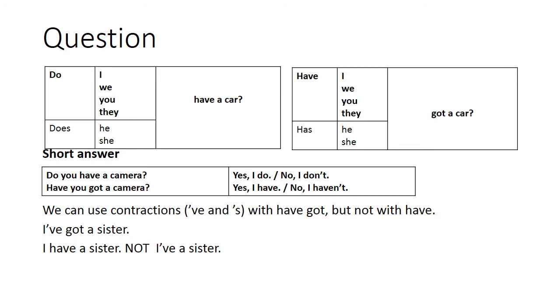We can use contractions اختصارات like 've and 's with have got but not with have. يعني ممكن أن نستخدم الاختصارات ويا الهاف جوت، لكن ويا الهاف ما نقدر نستخدم. مثل المثال اللي قدامكم I've got a sister، استخدمنا بدل الهاف خلينا الاختصار. لكن إذا قلت I have a sister ما نقدر نقول I've a sister، غلط.